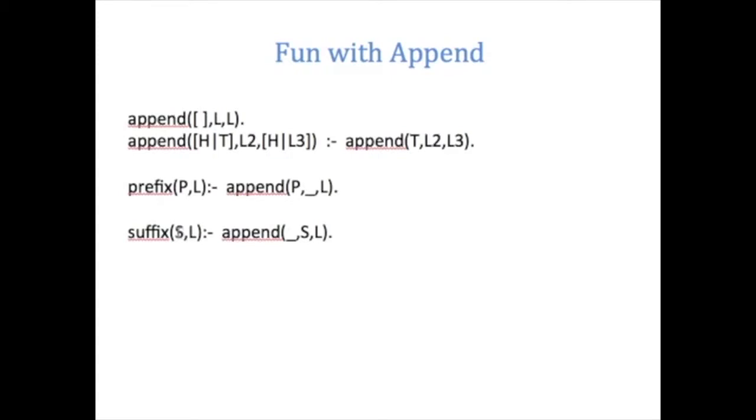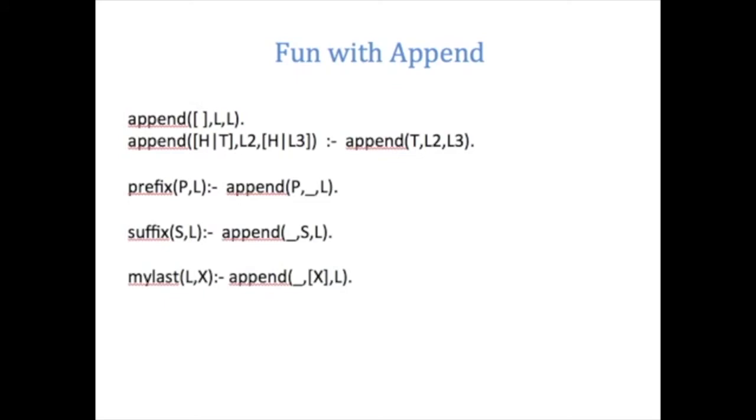Same thing works for suffix. So if I have some list S, and I want to find out if all the elements in S are the final elements in L, I can do something similar, the opposite of prefix. I don't care what the beginning of the list is, but if S is the list that would be used to create the appended list L, then I know it's true. In other words, S is going to be the same as the last set of elements in L.